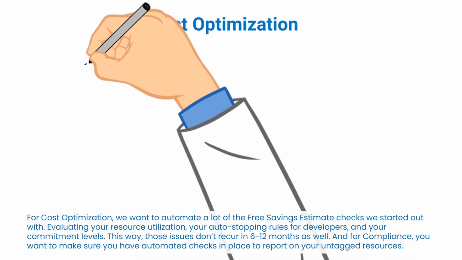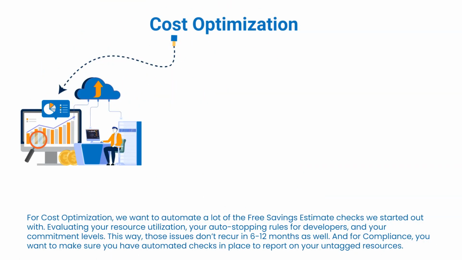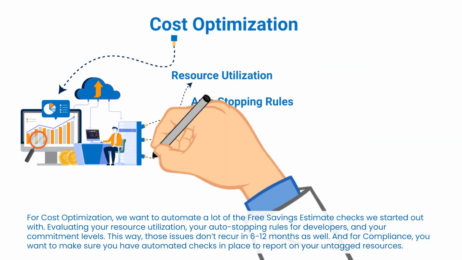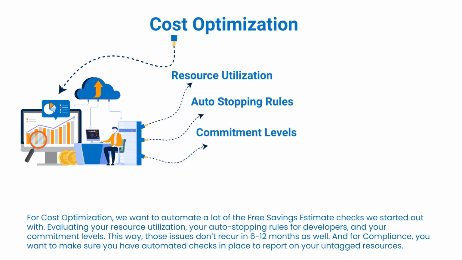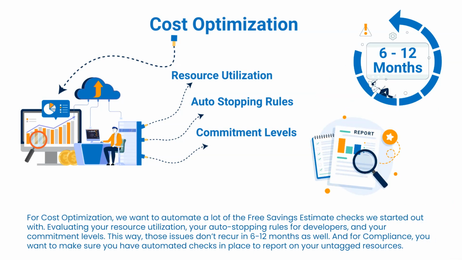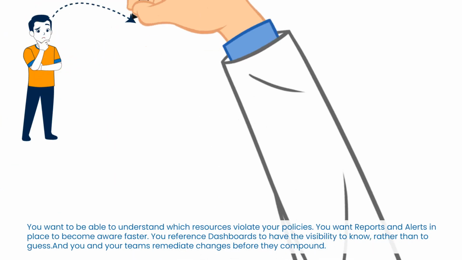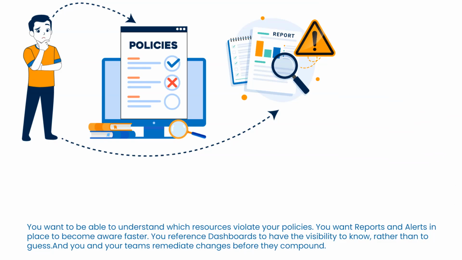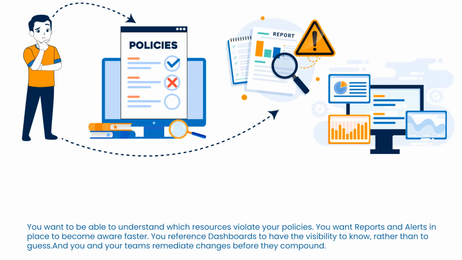For cost optimization, we want to automate a lot of the free savings estimate checks we started out with. Evaluating your resource utilization, your auto-stopping rules for developers, and your commitment levels. This way, those issues don't recur in 6 to 12 months as well. And for compliance, you want to make sure you have automated checks in place to report on your untagged resources. You want to be able to understand which resources violate your policies. You want reports and alerts in place to become aware faster. You reference dashboards to have the visibility to know, rather than to guess. And you and your teams remediate changes before they compound.